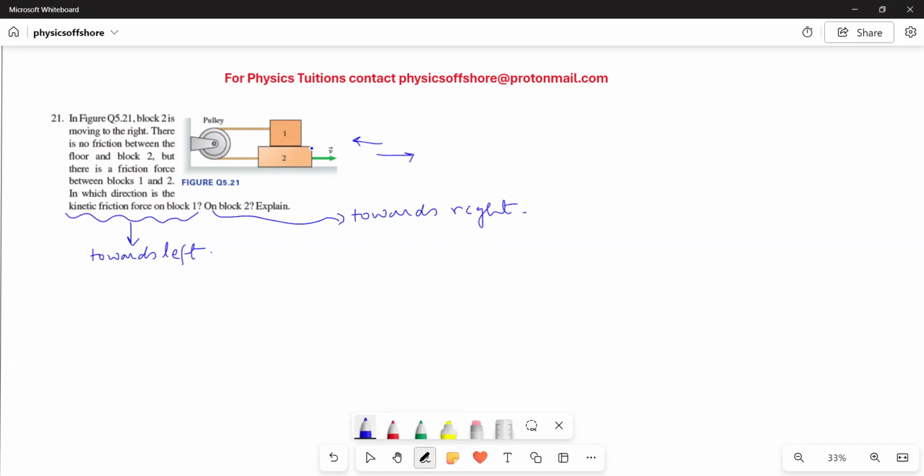Nothing beyond that. The first thing you can give an immediate answer for is block 1, because as block 2 is moving towards the right, the friction is obviously towards the left. Only for block 2 you have a problem. But if you recall Newton's third law, that means action-reaction forces, as the friction is acting towards the left, the other force, the reaction force, is towards the right. That is the friction experienced by block 2.